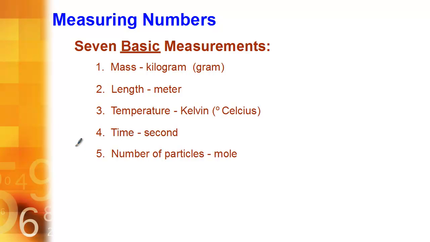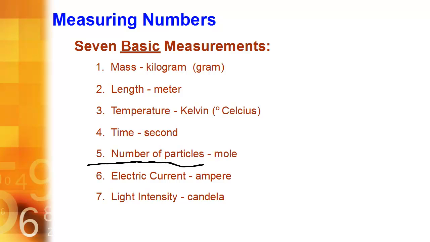Now these are the 5 measurements that we will do in the chem lab. But you say, well, there's 7, aren't there? Well, yes, there are. There are 2 more, but we don't really deal with these much in the chemistry laboratory. And number 6 is electric current. That's a pretty good physics topic. And number 7 is light intensity, which is measured in candelas. We won't deal with those last 2 here in the chemistry classroom. But those are the 7 basic ones.